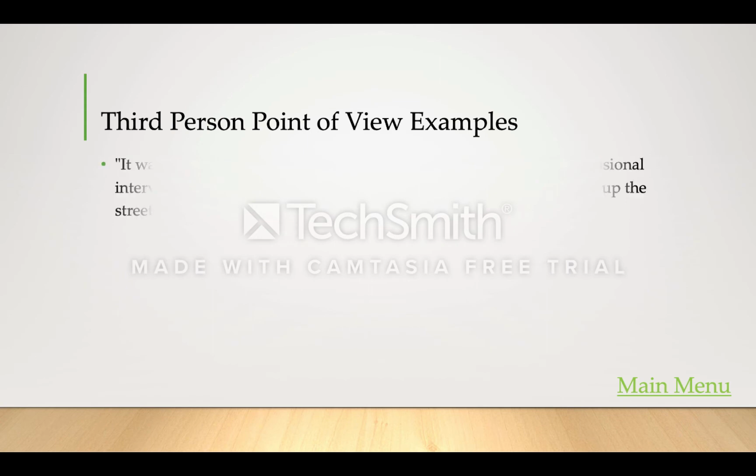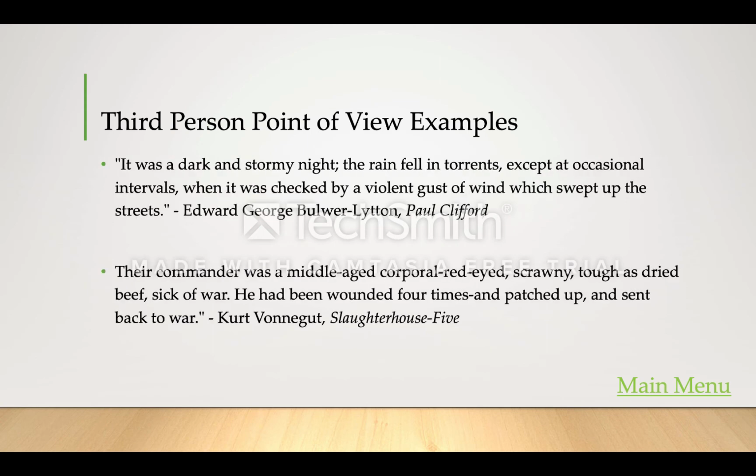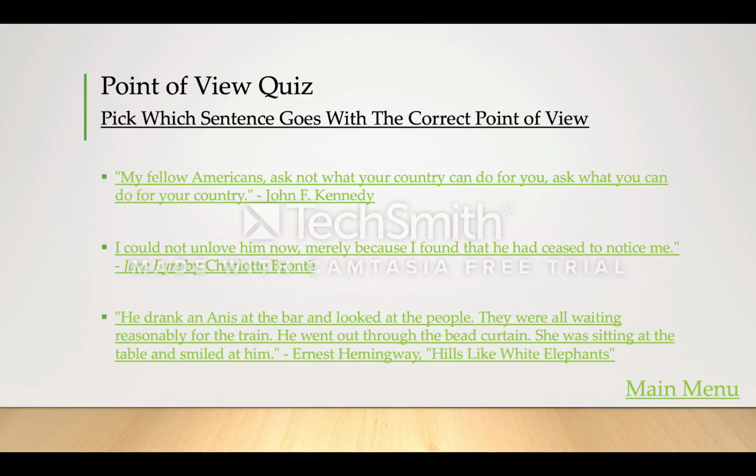Some examples of this would be: "It was a dark and stormy night. The rain fell in torrents, except at occasional intervals, when it was checked by a violent gust of wind which swept up the streets." So as you can see, third person point of view is very sophisticated, more mature compared to when you use first and second person point of view. Third person point of view is very popular when it comes to essays, stories, stuff like that.